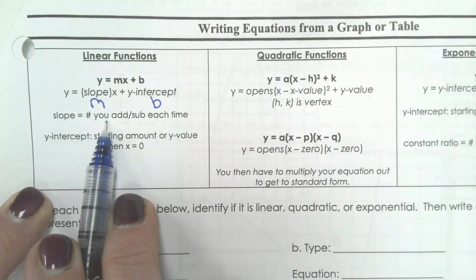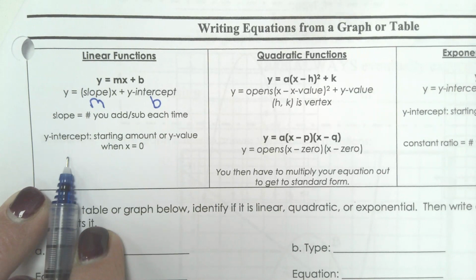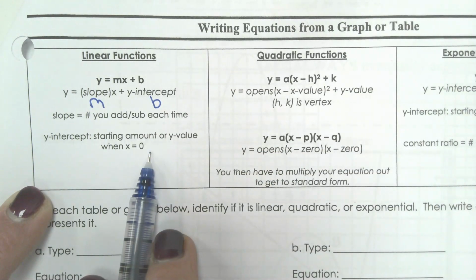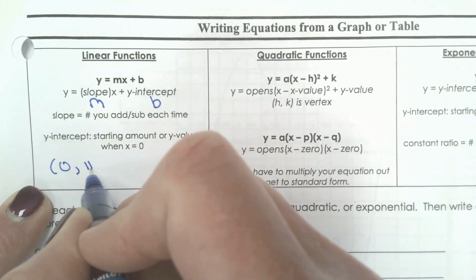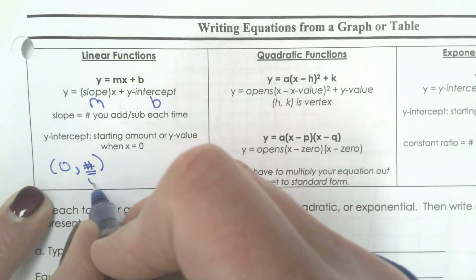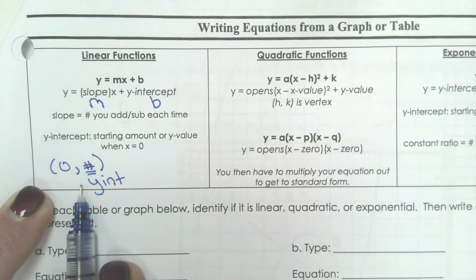So on a table, I'll show you what to do. On a graph, you might have to do rise over run. For the y-intercept, it says it's the y value when x equals 0. So on a table, if you see 0 comma some number, that number right there is always your y-intercept. So this is what I'm going to look for on a table.